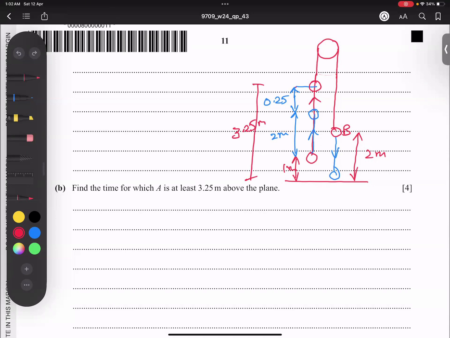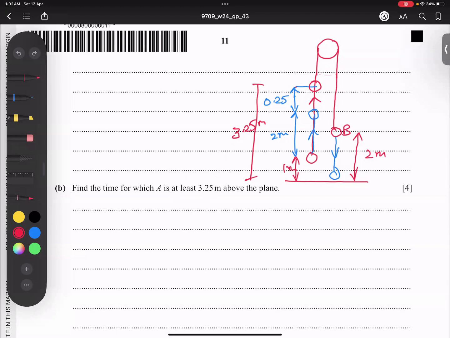So this is a free fall upwards, how much it goes up and down. Okay, so this goes up and then comes down. So this is a whole story. So more, he said at least, so 3.25 and above. So actually, what is the planning?